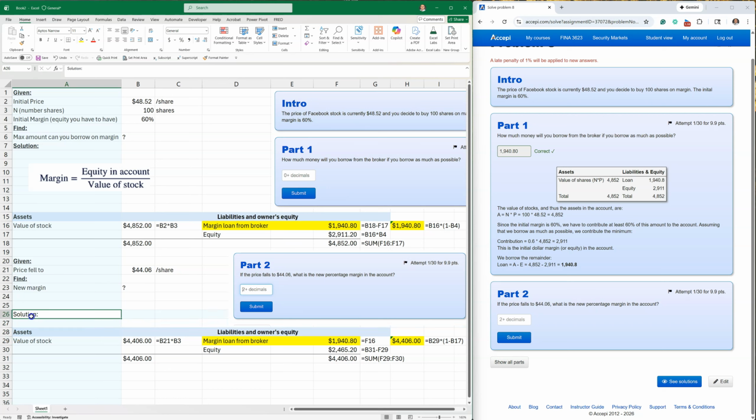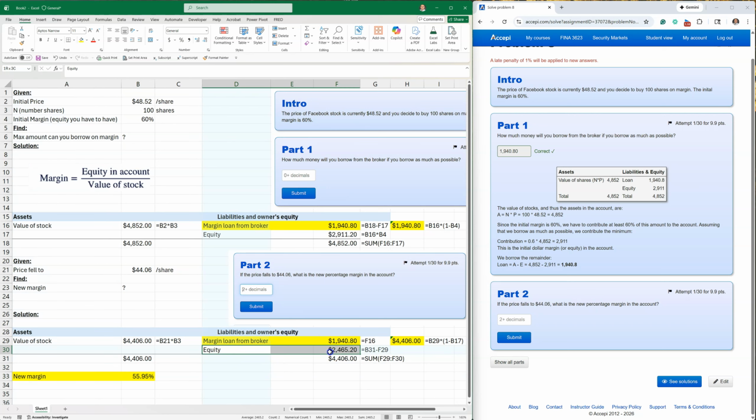Hopefully this is making sense. I'm trying to keep this video as short as possible. You can always pause and go back and look. So now my new margin, again using this formula, is the equity in the account divided by the new value of the stock. And you can put that as percent. Take it out a couple places. So this is my new margin.